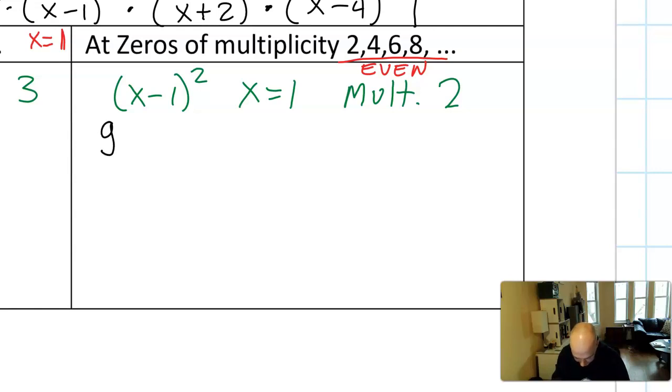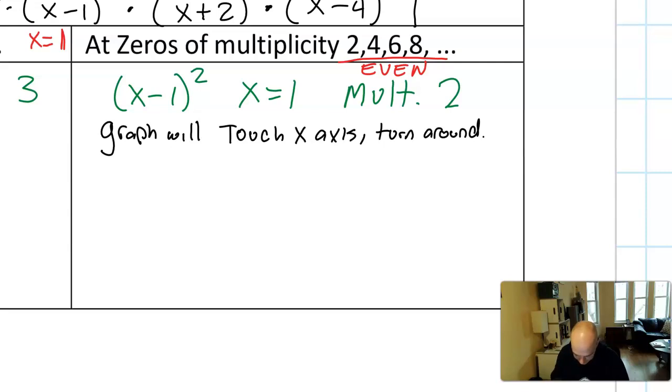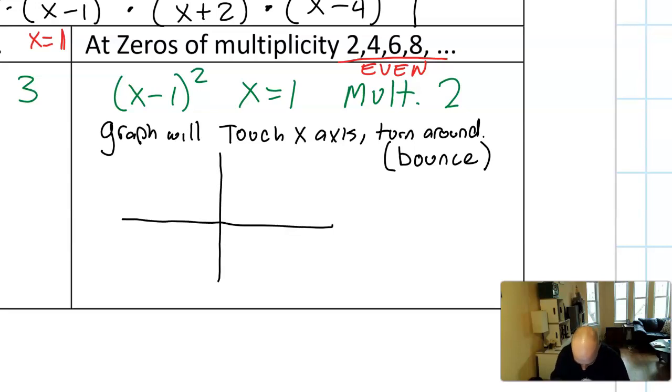In this case, the graph will touch the x-axis and then turn around. Sometimes we call this a bounce. So here is an example of a 0 with that kind of multiplicity. We're going to come in, so maybe we said the 0 is at x equals 1, so here's x equals 1. We might come in from the top.